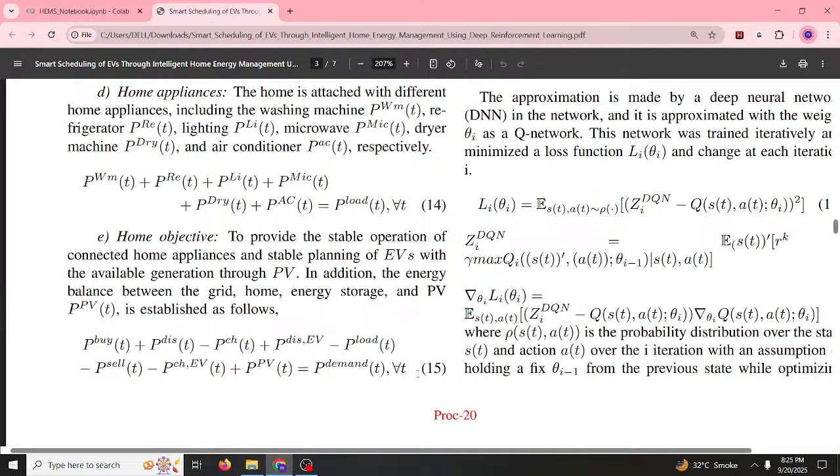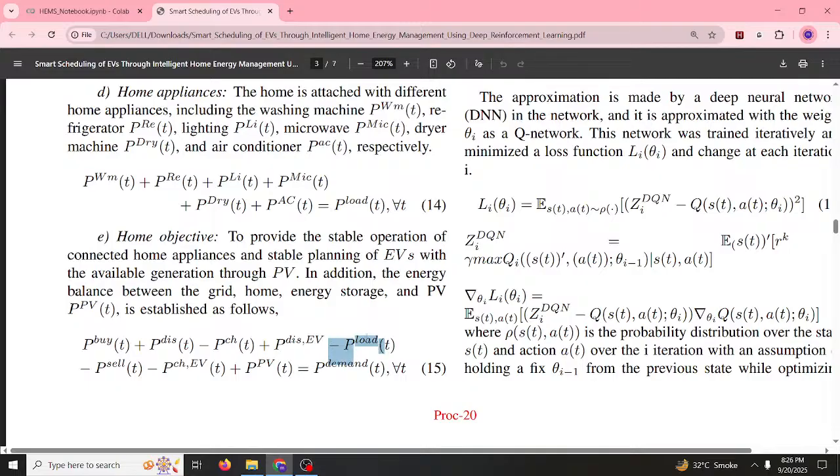Now this equation 15 is actually the objective. The objective here is to balance the energy first of all. How will we balance the energy? Let's say P is the power that we obtained from the grid. Then we discharge some energy from the batteries. That means these energies are available at home, so we add those. If we charge some energy to the battery, that will be subtracted. And if we discharge the EV, that will also be added.